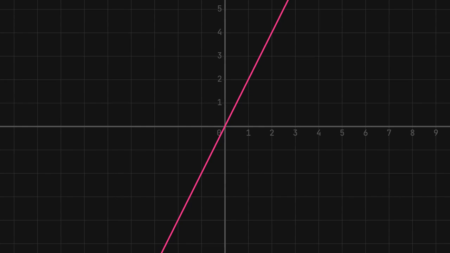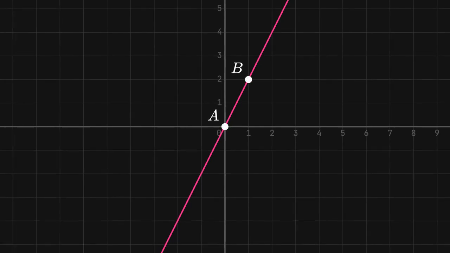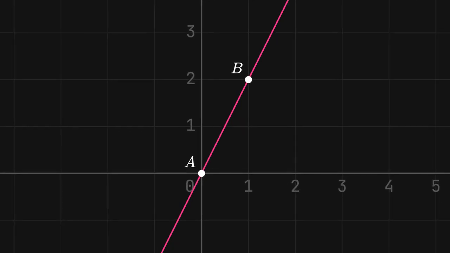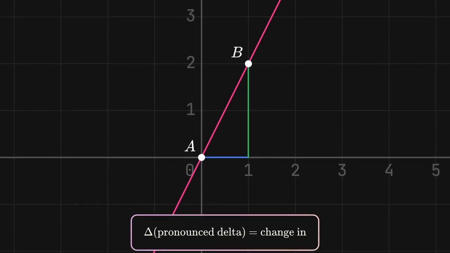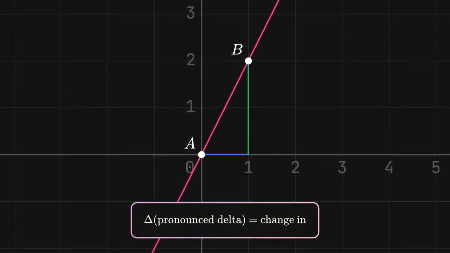If we have 2 points in the line, A and B, the horizontal distance between the 2 points is the blue line, and the vertical distance between the 2 points is the green line. Delta just means a change in something and is represented with a triangle. It's why I've labeled our distances as delta x and delta y.